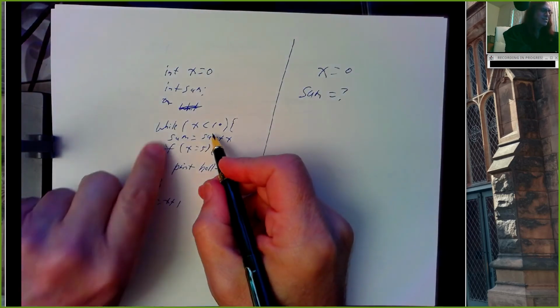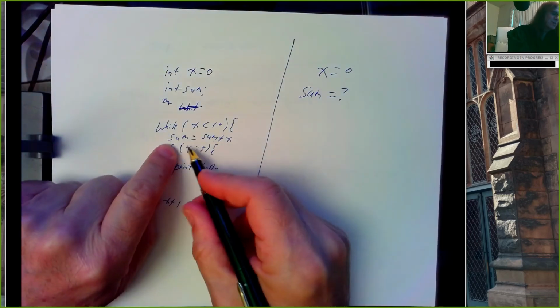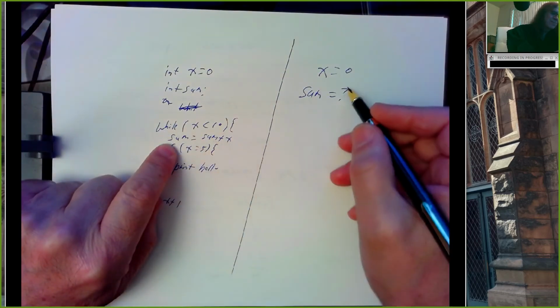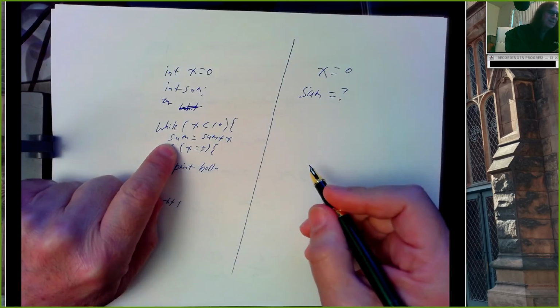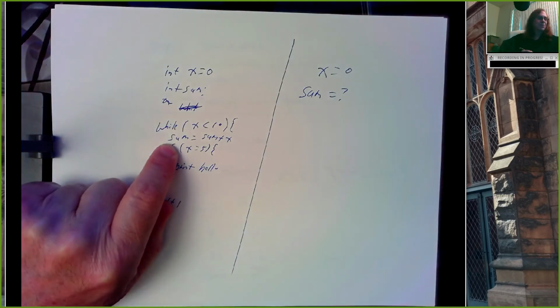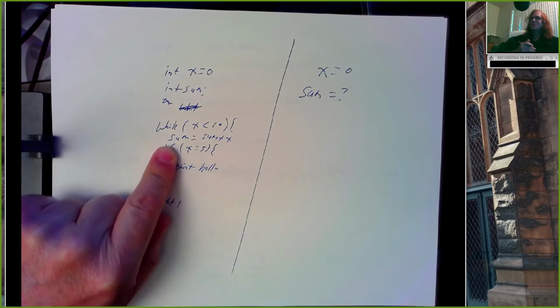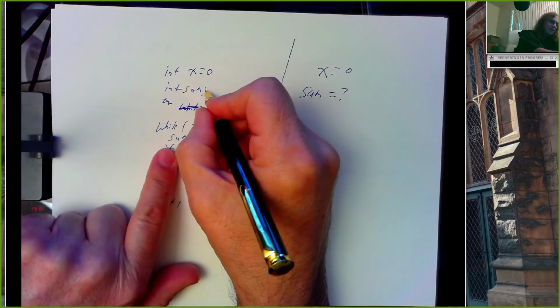While x is less than 10, what's the value of x? 0. It's less than 10. Okay, I'm going to go on to here. Sum equals sum plus x. Well, I don't know what the value of sum is right now, so when I add x, it's still going to be unknown. So right there, you're seeing a problem, right? I wanted my sum to go from 0 to 1 to 3 to 6 to 10 and so on, but it's got an unknown value, right? I forgot to initialize it.